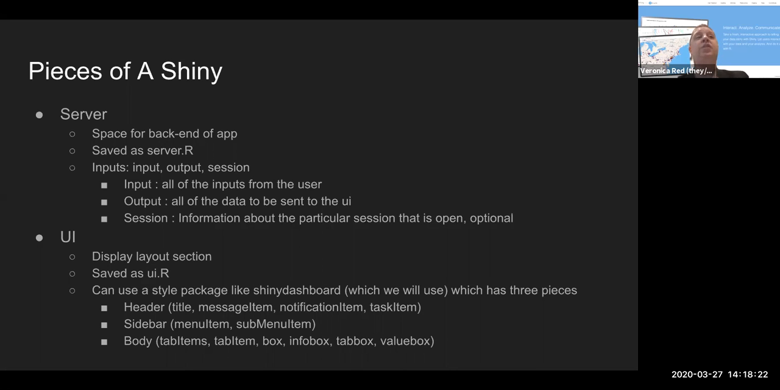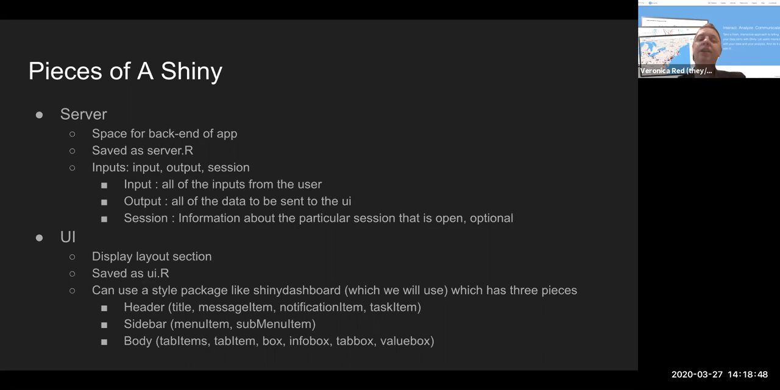Now, a lot of websites now are built this way with a header, a sidebar, and a body. And so it's going to be super recognizable when you see it. Now, the header has a bunch of different things that we can add to it, like a title, message items, notification items, and task items. We're going to work with a title, but we're not going to work with any of the other extras today.